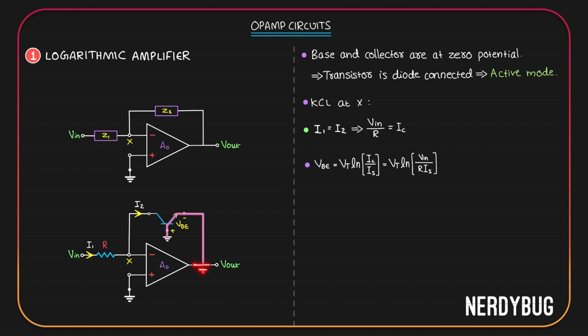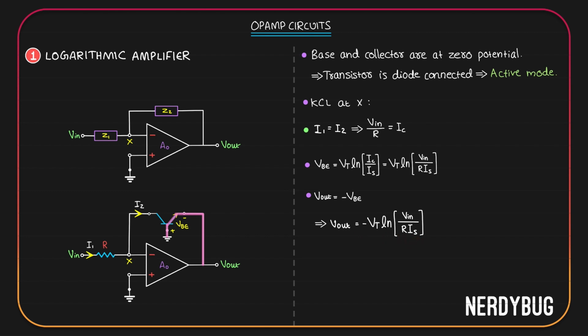Now using this visualization, let us apply KVL. V out goes from negative to positive. As we go on, VBE is also from negative to positive. And then we go to the ground. So the relation is V out plus VBE is 0. If V out plus VBE is 0, that means V out is equal to negative of VBE. We already have an expression for VBE. So V out is negative Vt log of V in divided by R Is.